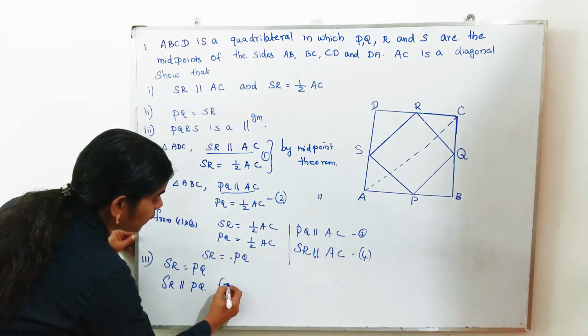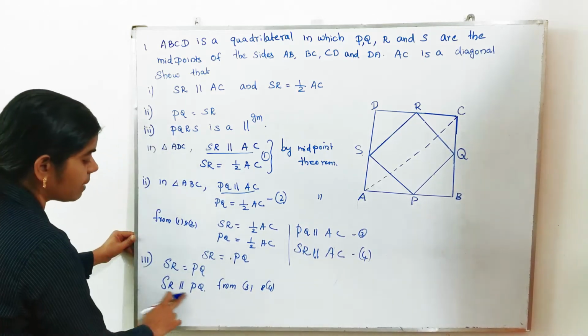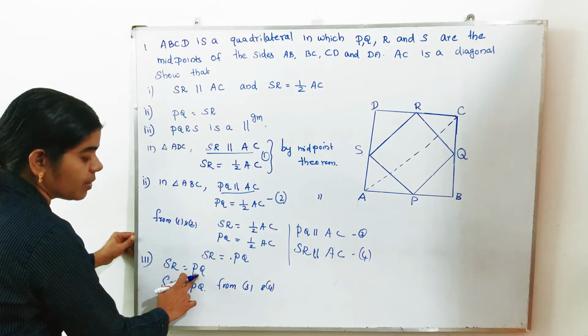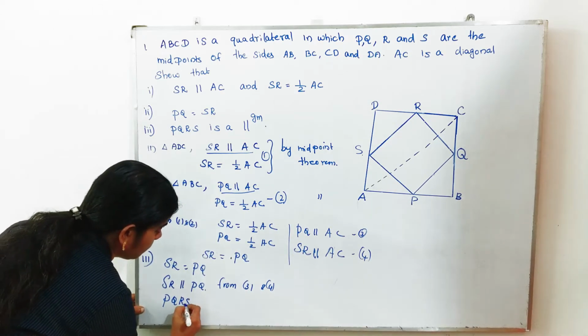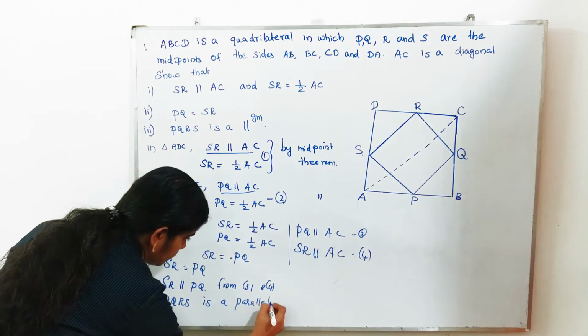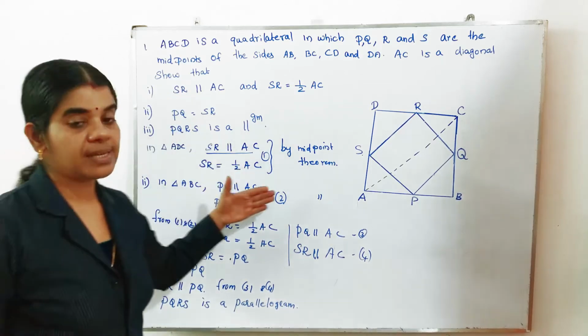From 3 and 4, you got SR parallel to PQ and SR equal to PQ. So PQRS is a parallelogram. This is our question proof.